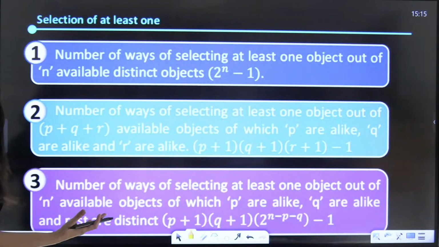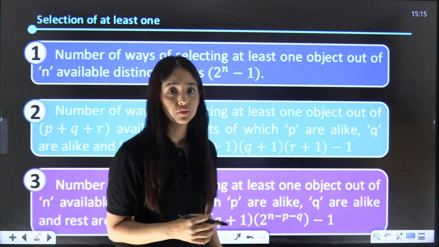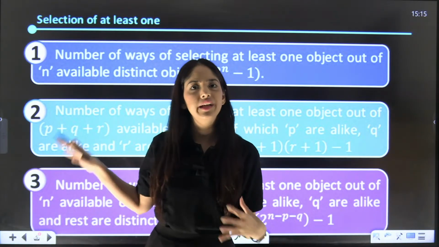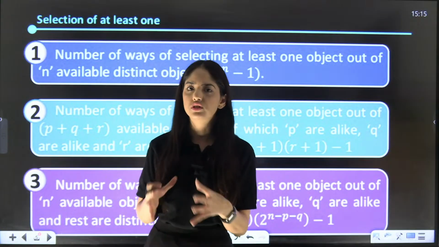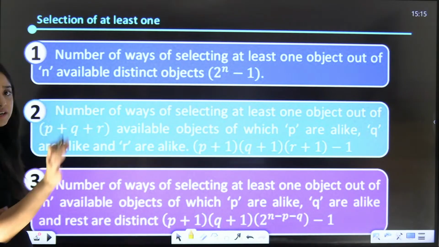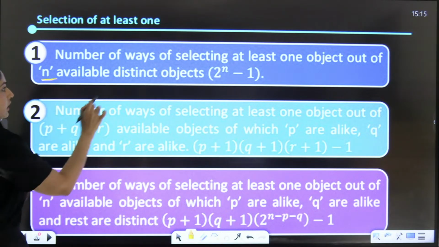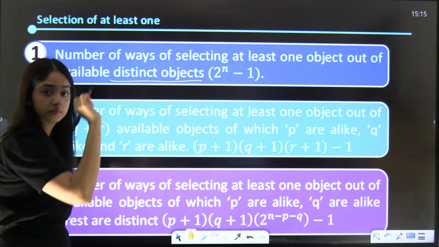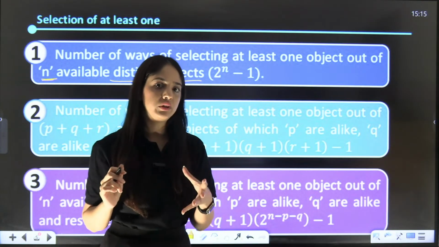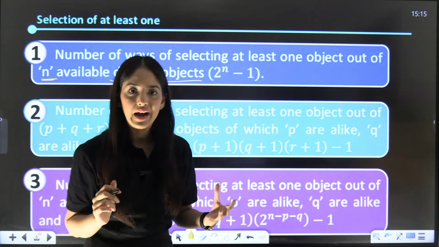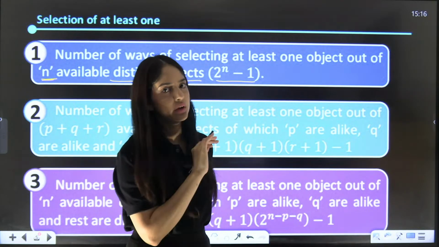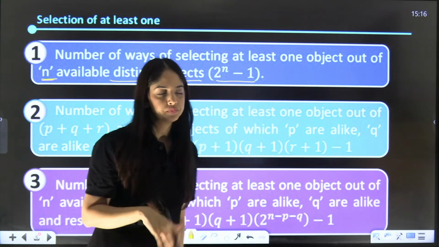So let's discuss the formula. How did we get it? We understood the derivation for the formula, now let's just formalize it. So if we have n distinct objects, for each of them we have 2 options. Either we take them or we don't take them. So 2 raised to power n minus 1, for that one case when we don't select any one of them, right?